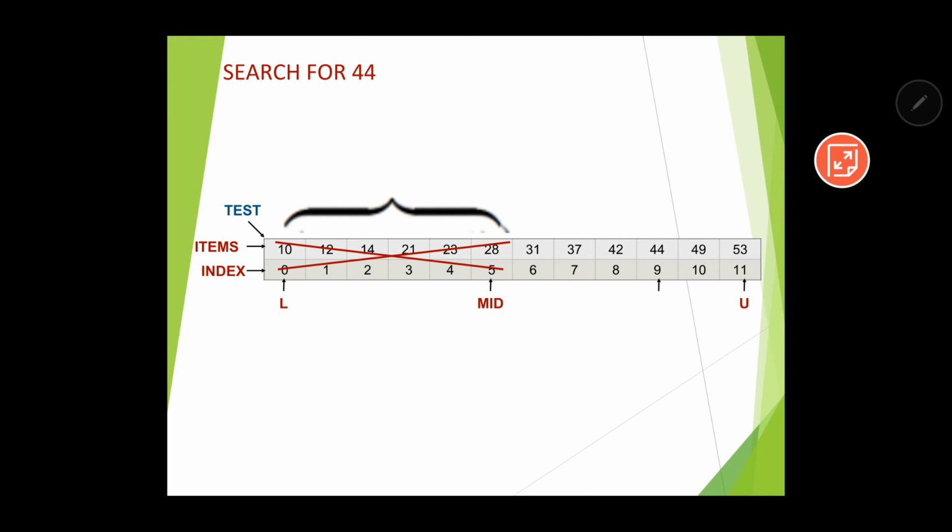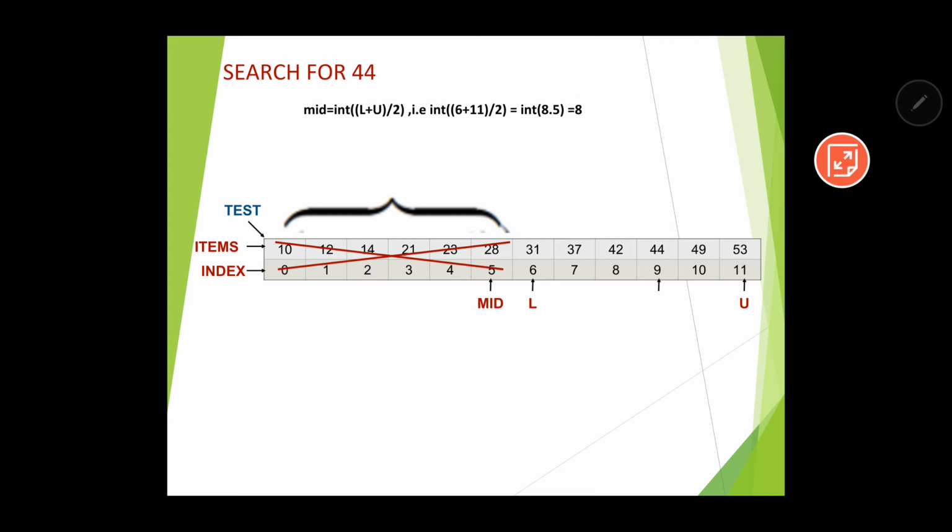Let's move on. Now we'll get a new list where the lower limit has changed, because we did lower limit equals mid plus 1. Mid was 5, and 5 plus 1 is 6. So we get a new lower limit, which is 6, but the upper limit has not changed. The upper limit is 11. Now we will repeat the steps I have just shown you. What is the lower limit? 6. What is the upper limit? 11.